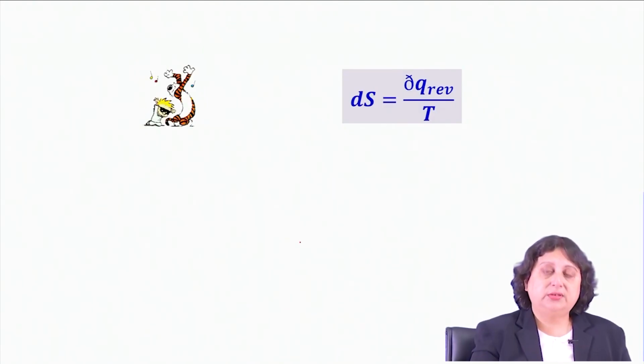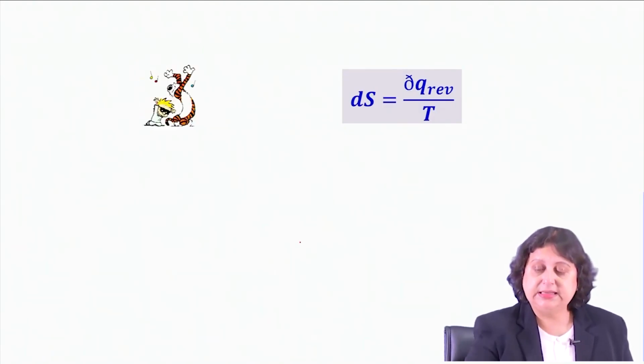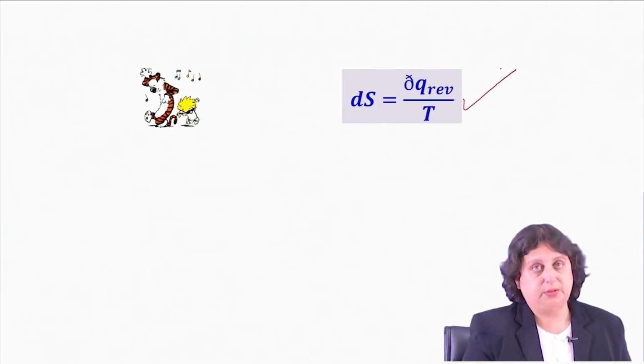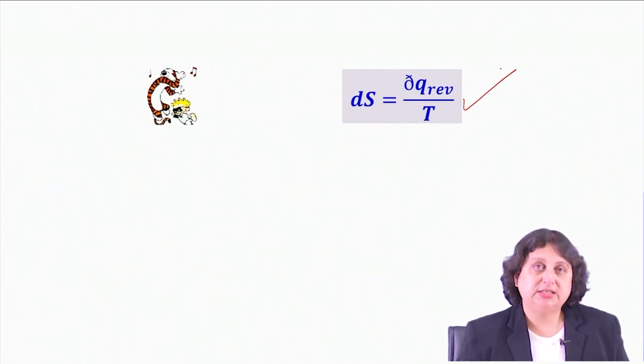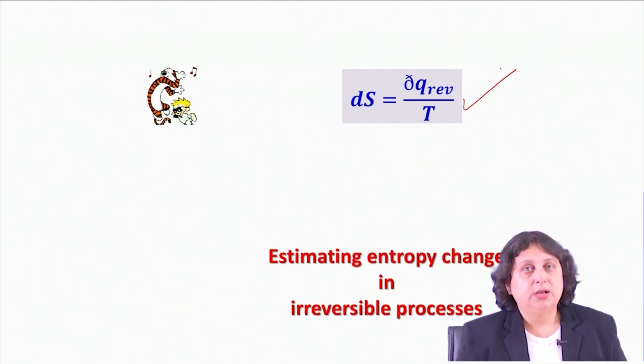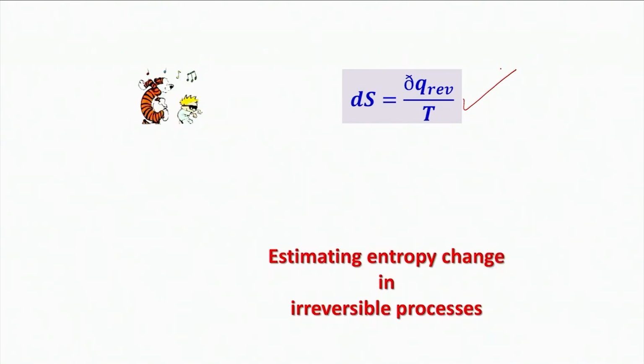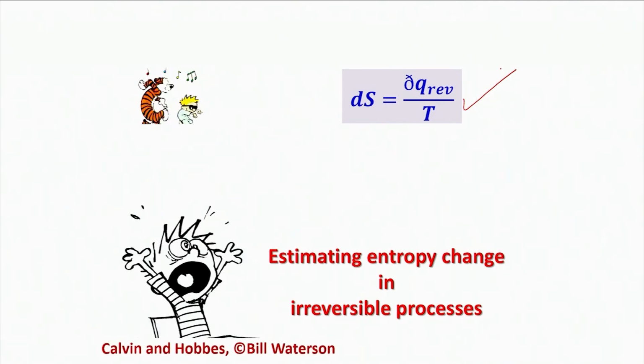And so far, I have always said that dS is defined as dQ reversible by T, and I confined my attention to reversible changes in state. So, is it possible to estimate entropy change in an irreversible process? Sounds ominous, isn't it? But we have already seen one example which says that if I know the initial state and if I know the final state, then the change in entropy is going to be the same irrespective of whether I take the reversible route or an irreversible route.